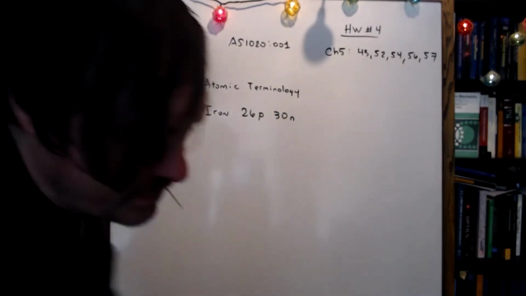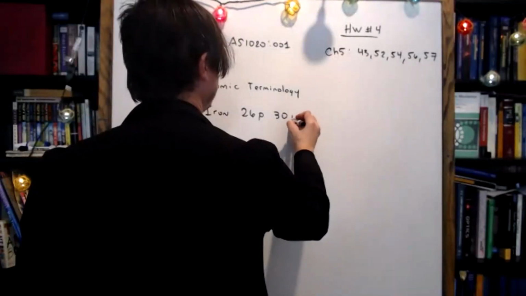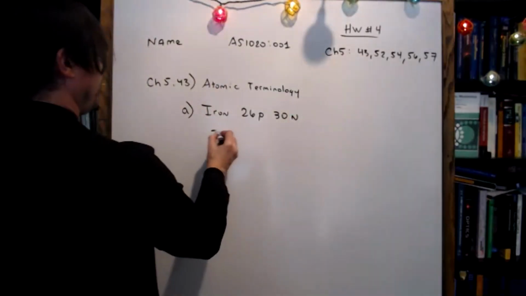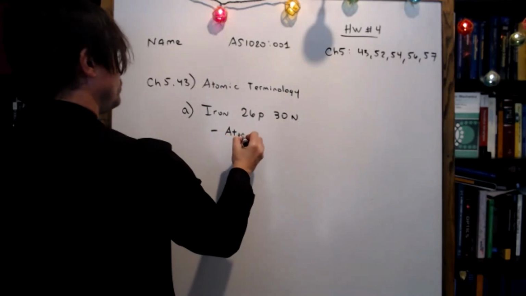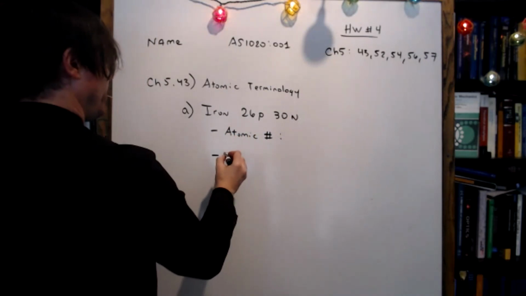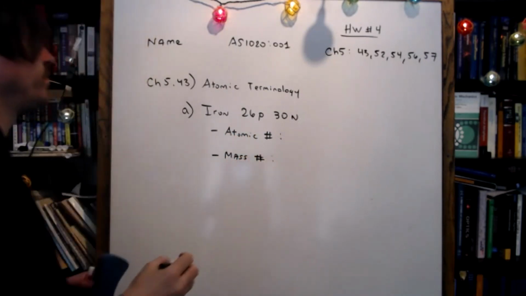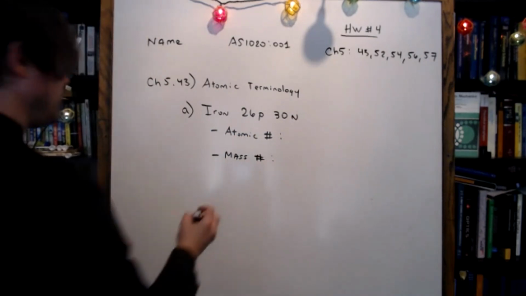Wait, sorry. Can you repeat that one more time? The iron has 26 protons, 30 neutrons, and then what do they want again? State the atomic number, the atomic mass number, and number of electrons.